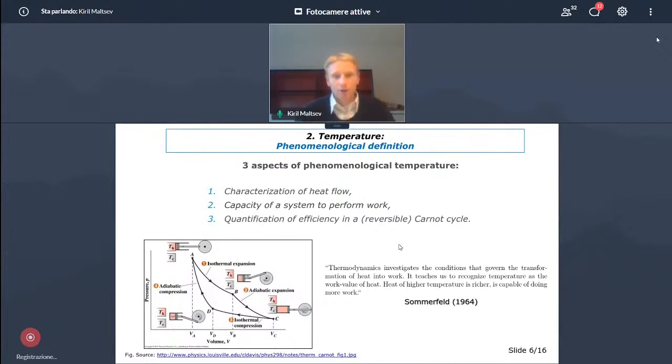So let me recall that Clausius introduced temperature in order to quantify efficiencies in a Carnot cycle, so that temperature is always bound to efficiency measures in thermodynamically coupled systems. And let me quote Sommerfeld on this. Thermodynamics investigates the conditions that govern the transformation of heat into work. It teaches us to recognize temperature as the work value of heat. Heat of higher temperature is richer, is capable of doing more work.